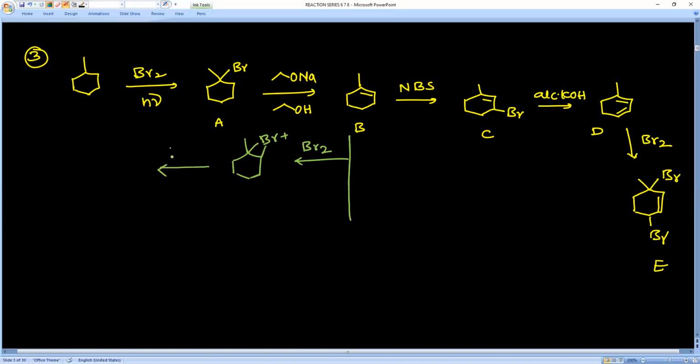Next one is water molecule is nucleophile. Attack on higher degree carbon, because this is secondary carbon and it is tertiary carbon. On tertiary carbon, positive charge is more stable.